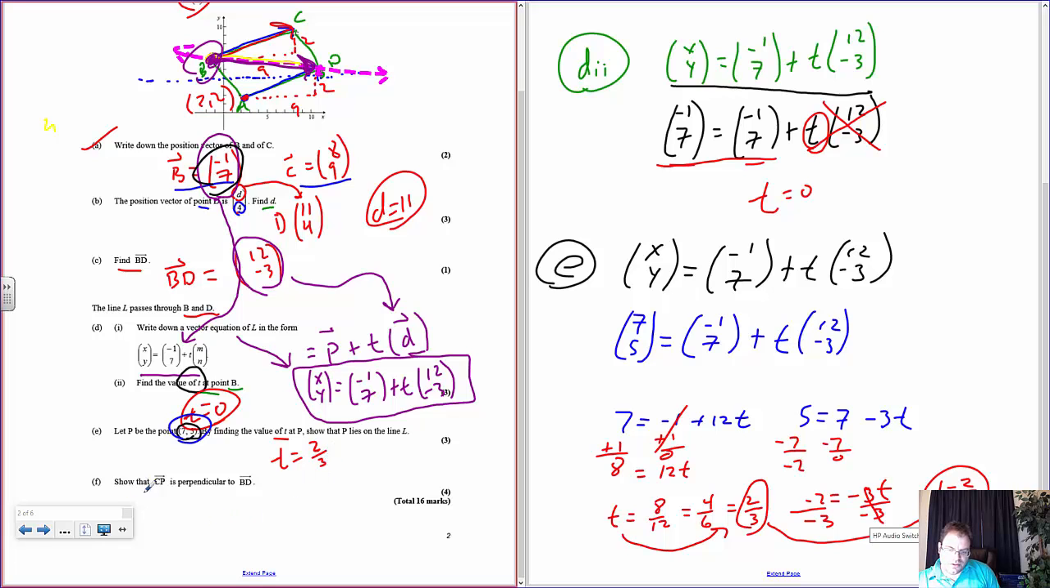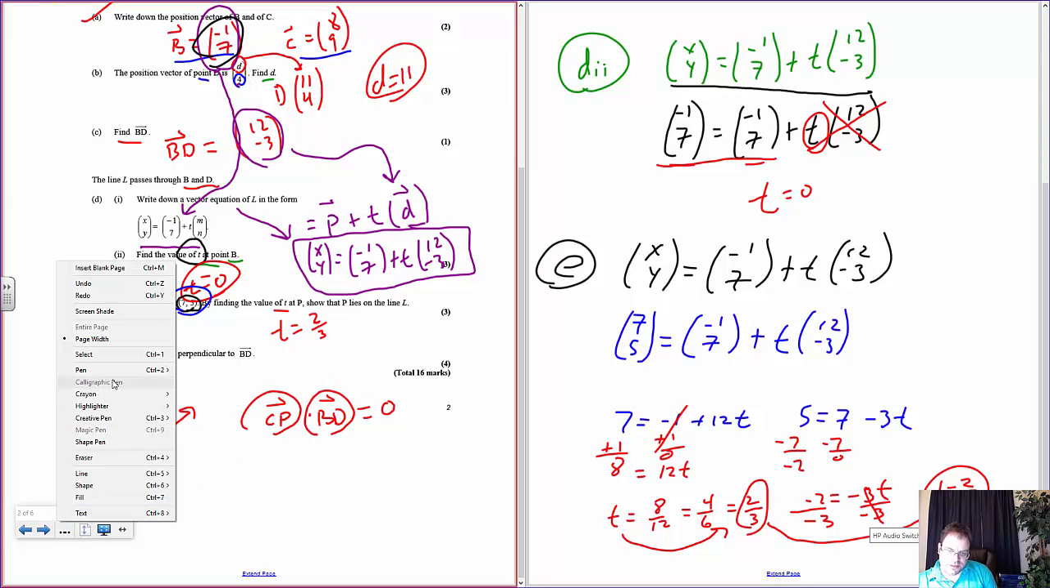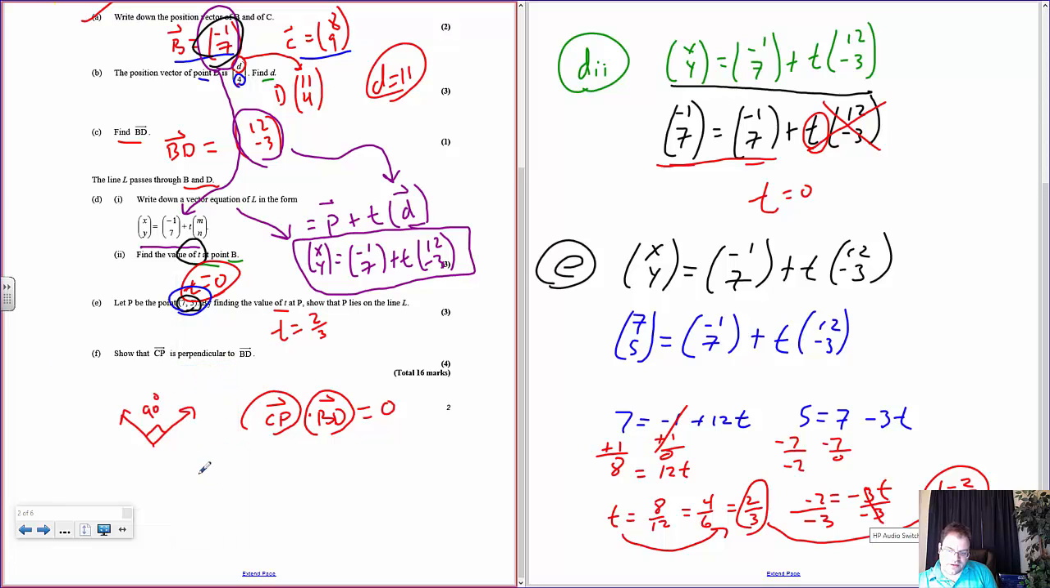All right. Show that CP, last question here, is perpendicular to BD. Now, two vectors that are perpendicular form a right angle, which is 90 degrees. That means that the dot product of CP and BD, if they are perpendicular, should equal 0. It would mean that these are orthogonal. So what I need to first figure out is define CP and define BD. So we'll find those first, and then we'll try to prove that they are in fact orthogonal.